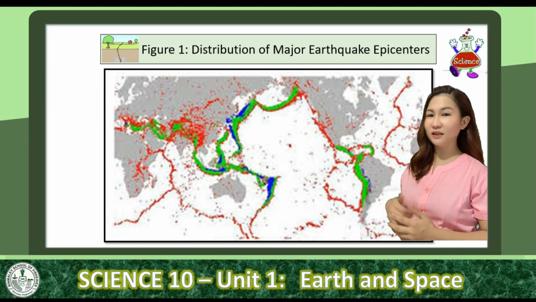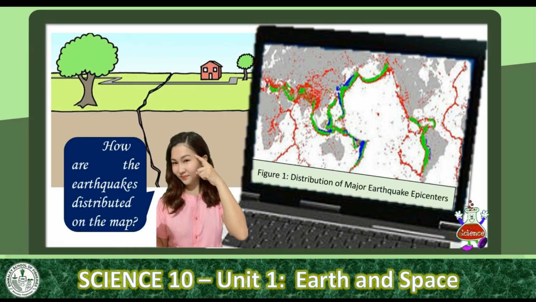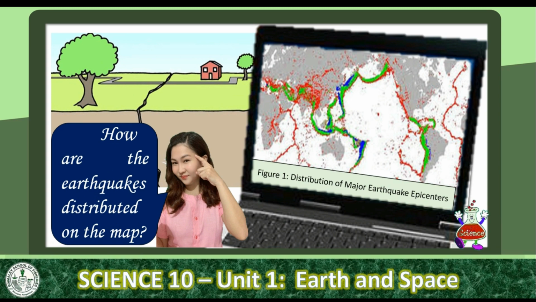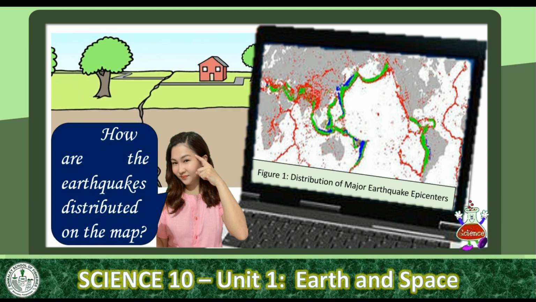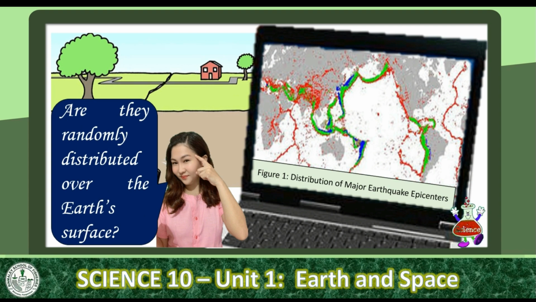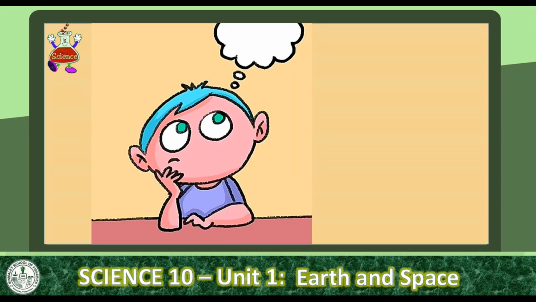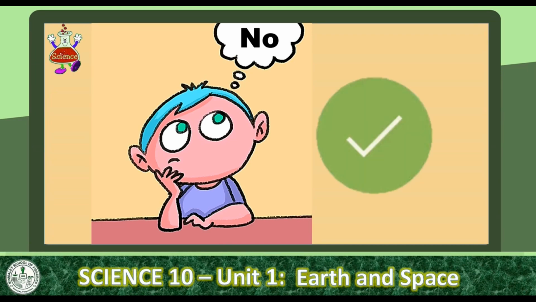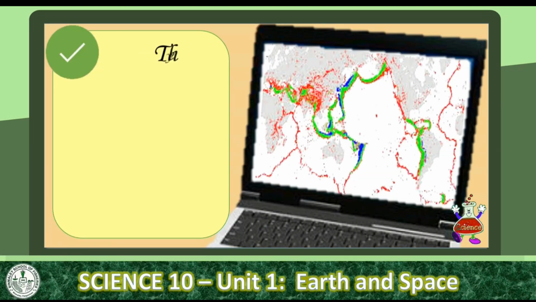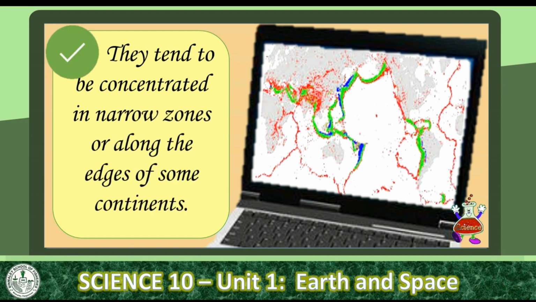This figure shows the distribution of major earthquake epicenters. How are earthquakes distributed on the map? Are they randomly distributed over the Earth's surface? If your answer is no, you're correct. They tend to be concentrated in narrow zones or along the edges of some continents.